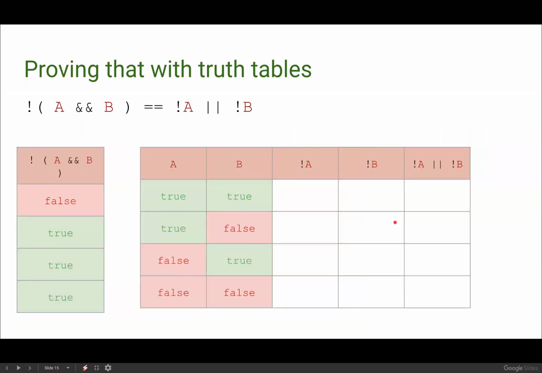So let's make sure that the column we just made is equivalent to not A or not B. Using those same two columns for A and B. Not A, we're just going to flip all of our trues to falses, and same with B. So we get false, false, true, true, and false, true, false, true. And now we can OR those two columns together. False or false, what's that give us? False. False or true? True. True or false is also true. And then true or true is true as well.